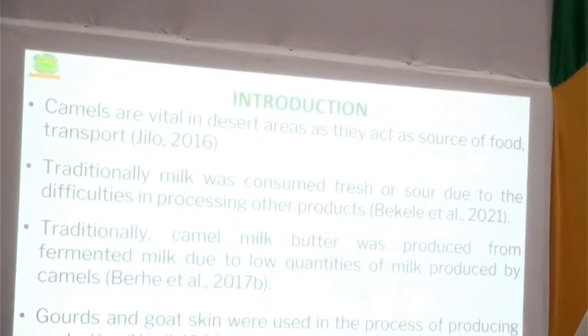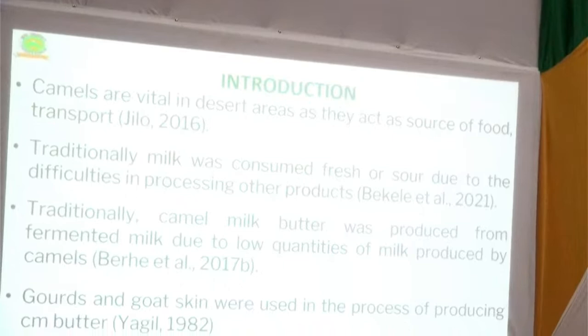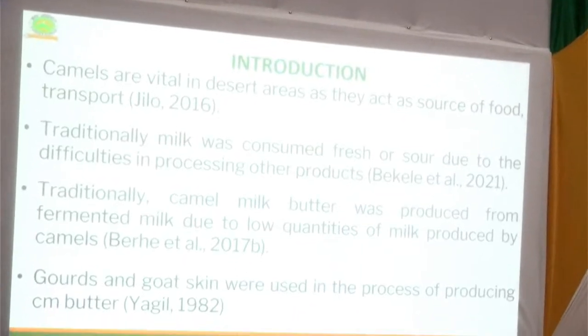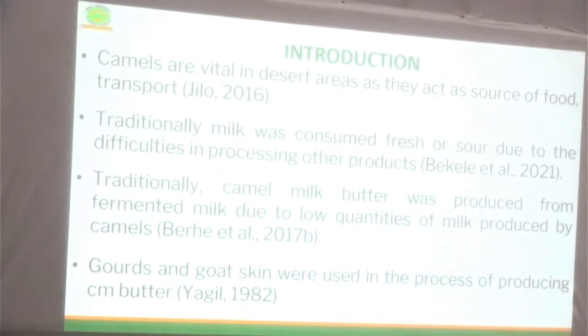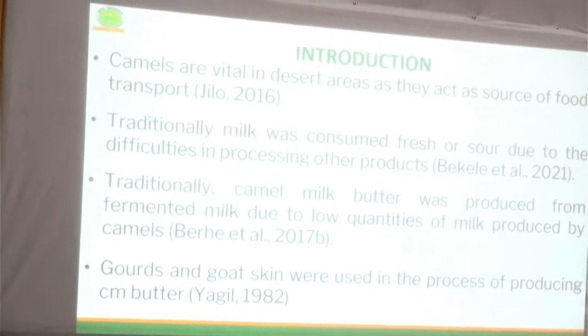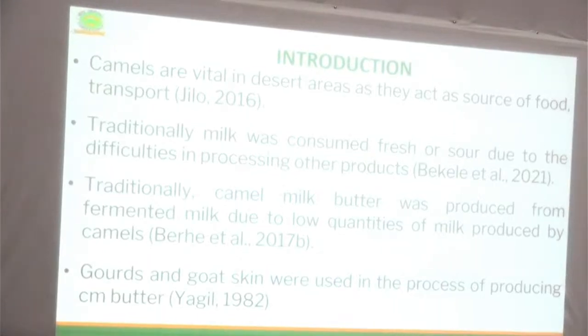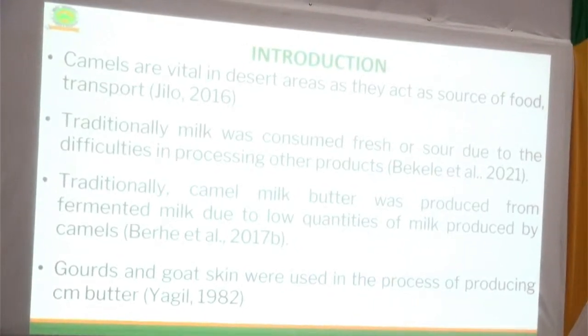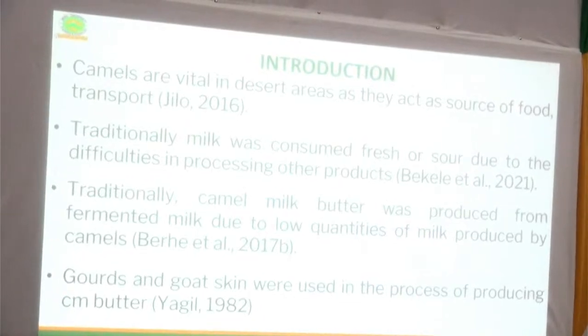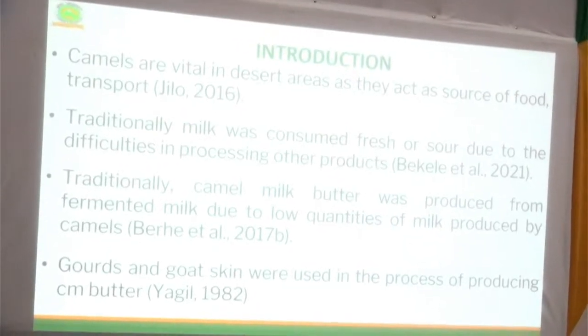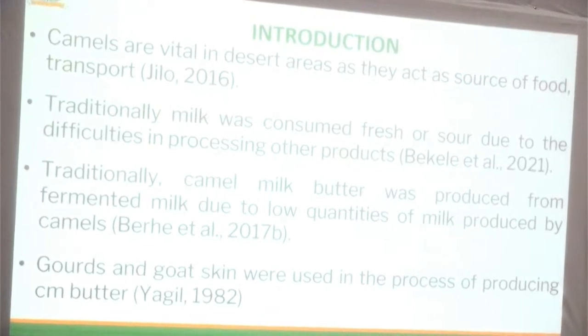Then camel milk butter was produced traditionally from sour milk because there was insufficient milk to process a sweet cream butter. Guts and goat skin were used in the processing of the butter.